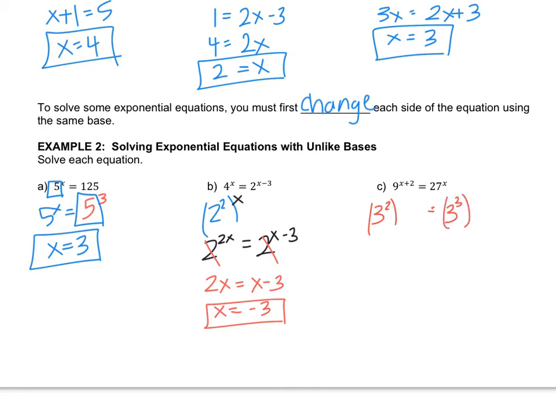And now it's 9 to the x plus 2, and then we have 27 to the x. So all I did was I replaced the 9 with 3 squared, and I replaced the 27 with 3 to the third. Now I do my MAD SPAM properties, and I get 3 to the 2x plus 4. Be careful, you have to distribute. And then that equals 3 to the 3x. Now that they have the same bases, I can ignore the bases and make an equation with the exponents. That gives me x equals 4.